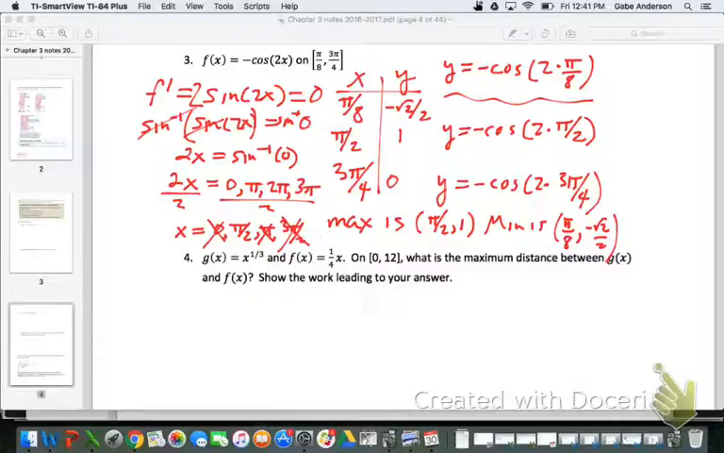We're finding maxes and mins. Remember, that's what chapter 3 is all about. With one little exception, we do something else, but it's all about finding maxes and mins. Are you getting that theme? Okay, we got one more. Number 4. Let's take a look at it.